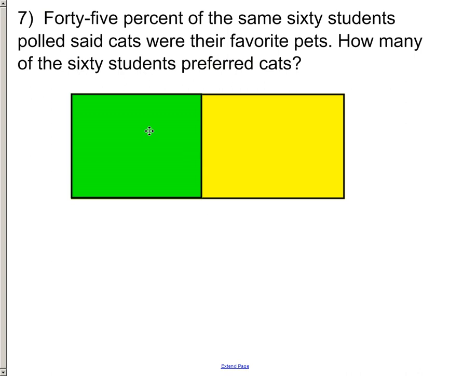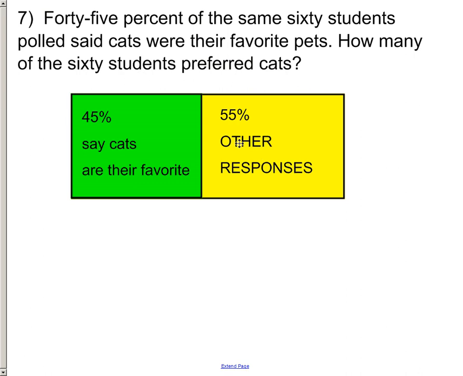So since I drew the line here and this side's a little bit less than half, we're just going to label it. That 45% represented those that said cats were their favorite. And then also just ask yourself, well, what would I have to add to 45% to make it 100? And that'd be 55%, and that's the other responses. Maybe they say dogs are the favorite, that sort of thing. But this gives you a visual representation.